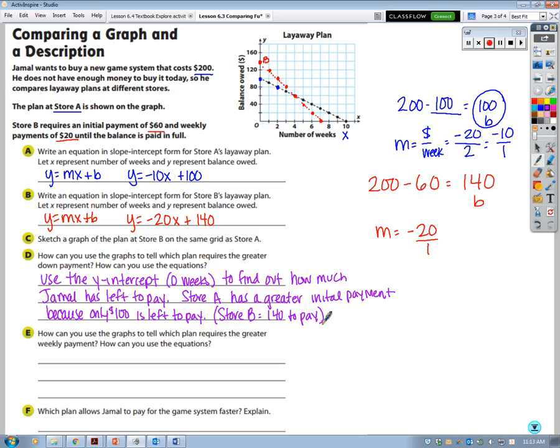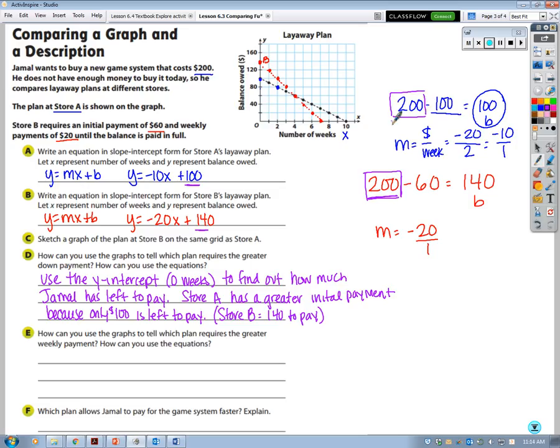With the equations, you would also do the same thing. You would look at the y-intercept. So that's the second part of that, is you would look at this y-intercept here and see how much is left to pay. The one that has a greater amount left to pay is the one that had the lower initial payment. So the difference of the initial payment, the original cost there, which is $200, right?